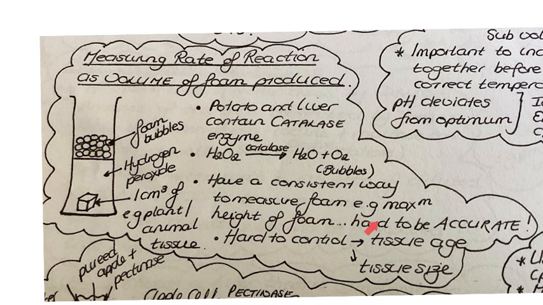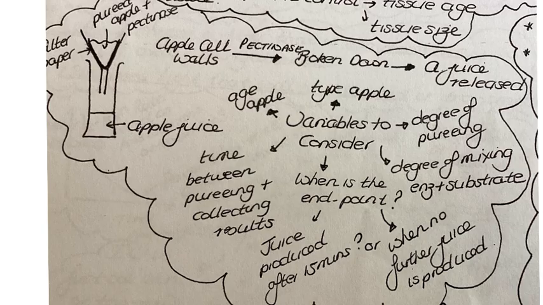It's very hard to be accurate because it is just bubbles, and it's very difficult to control, for example, the tissue age, because you don't know how old that potato is. And it's hard to get 1 cubic centimetre of liver tissue exactly. So some things are very hard to control, but please be aware of this setup.